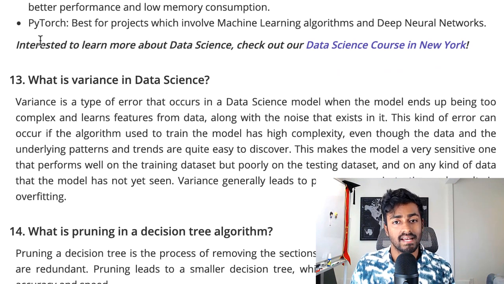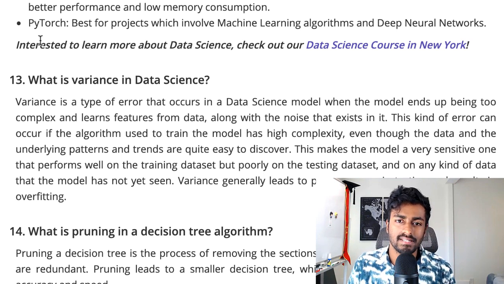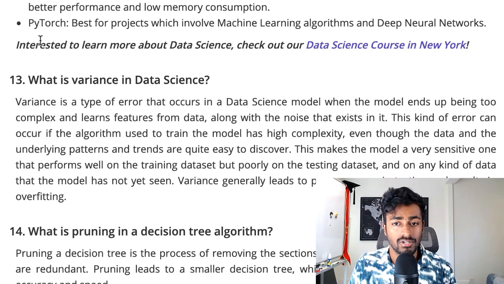What is variance in data science? Now, this harkens back to the bias question and how I said that variance and bias are asked together. But in general, they say that variance is a type of error that occurs in a data science model when the model ends up being too complex and learns features from data along with the noise that exists in it. This kind of error can occur if the algorithm used to train the model has a high complexity, even though the data and the underlying patterns and trends are quite easy to discover.